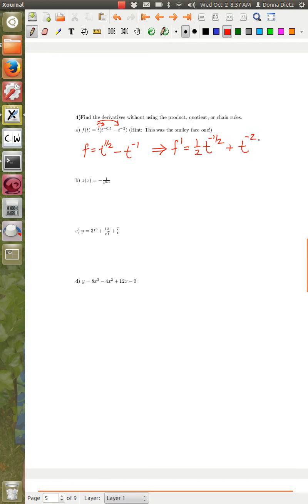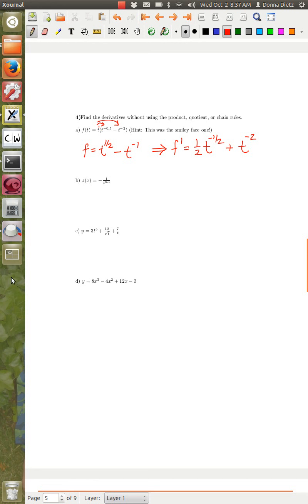You don't have to simplify this. I mean, this is equal to 1 over 2 square root of t, and this guy is plus 1 over t squared. And that's totally fine if you want to make that simplification, but you don't have to. It's not necessary at all.